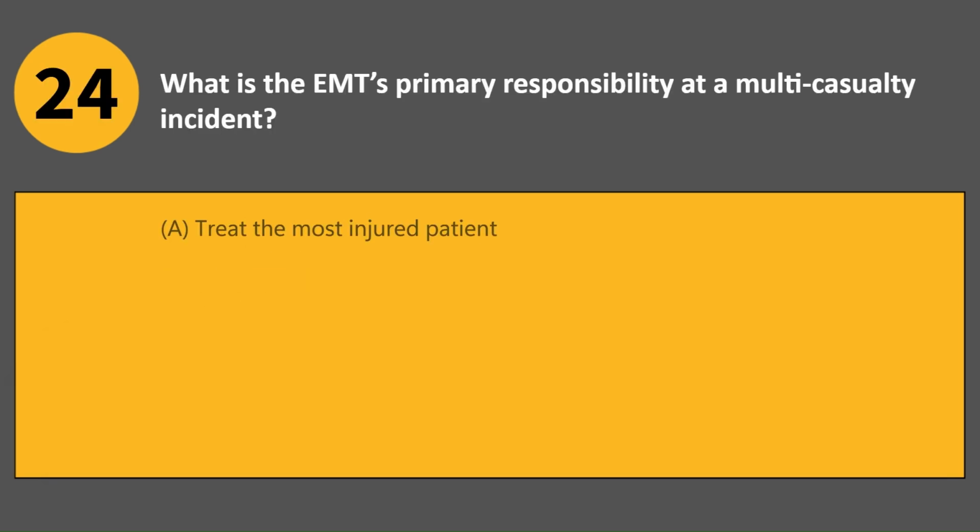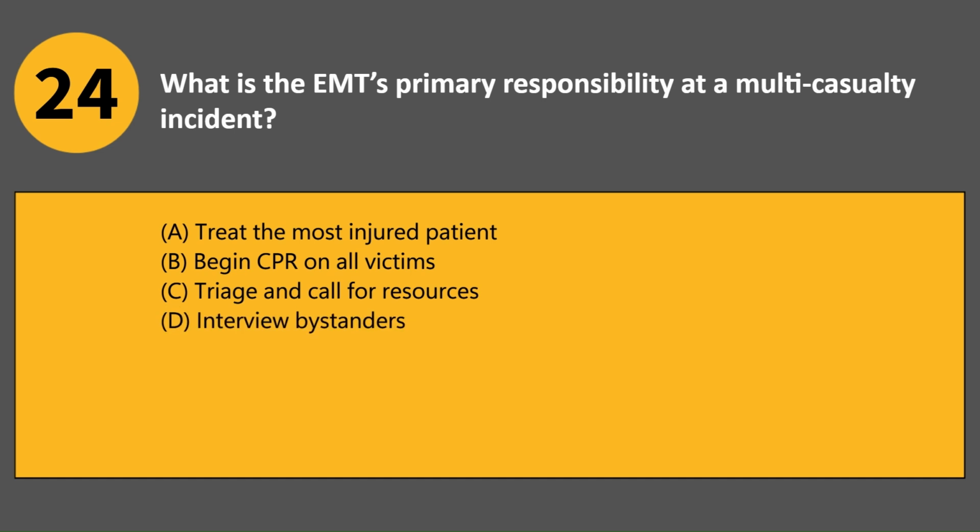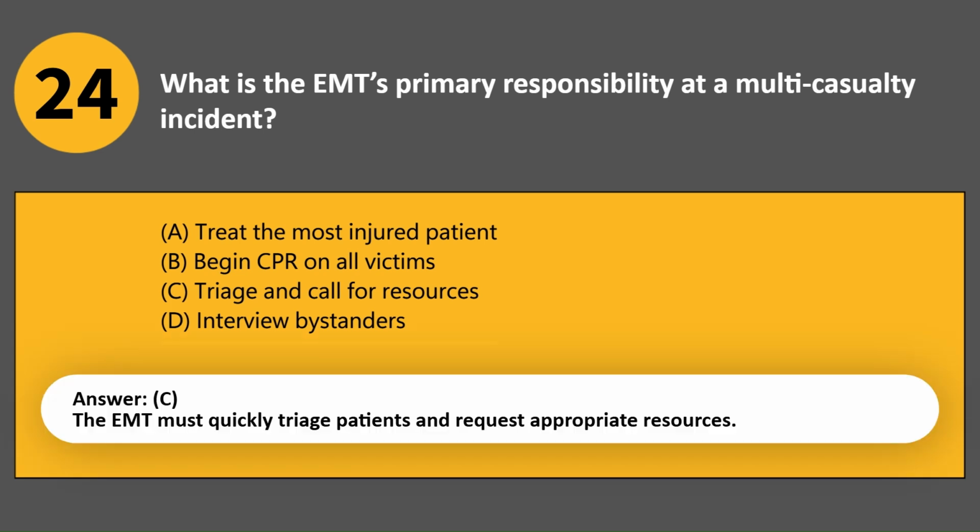What is the EMT's primary responsibility at a multi-casualty incident? A. Treat the most injured patient. B. Begin CPR on all victims. C. Triage and call for resources. D. Interview bystanders. Answer: C. The EMT must quickly triage patients and request appropriate resources.